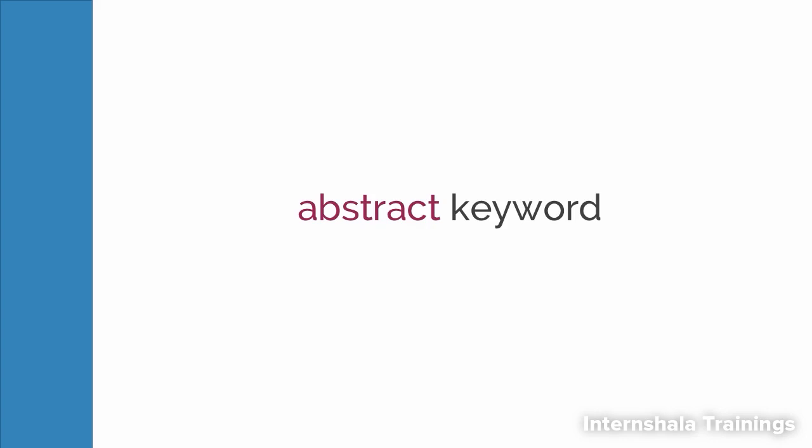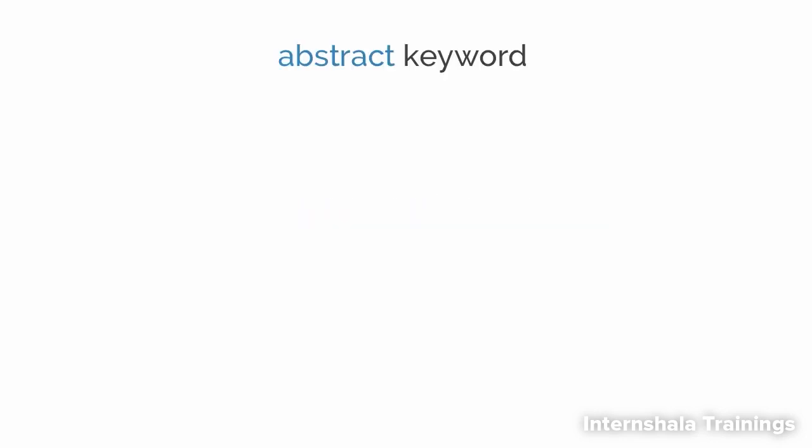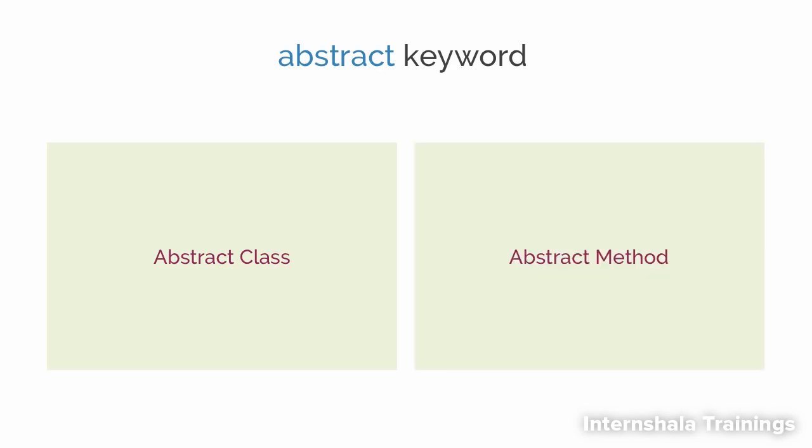Now in this topic, we will learn about what is abstract keyword. So using the abstract keyword, we can create the abstract classes and also the abstract methods. Now these are the special kind of class and method in Java that we create using the abstract keyword. So first of all, let us now proceed and check out what is abstract class in Java.